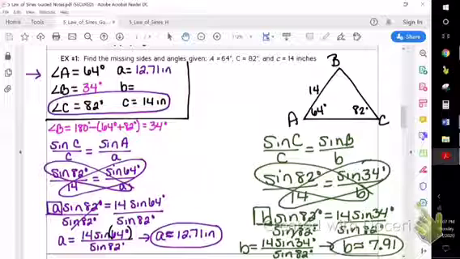And so I'm going to come back up here to my answer box, and I'm going to put 7.91 inches. I look at my answer box. Everything's filled in. I know all three angles. I know all three sides. I am done with this problem. So there is our example 1 solutions, what's up there in my box.